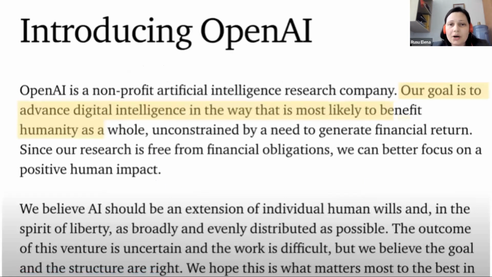So if we are speaking about this OpenAI corporation, OpenAI is a non-profit artificial intelligence research company. And their goal is to advance digital intelligence in the way that is most likely to benefit humanity. So everything is done to improve the way that we are thinking, the way that we are learning, and of course, taking into account that nowadays we are counting minutes in order to save our time. So this opportunity is a spirit of liberty, as you have here. It is an extension of individual human wills.